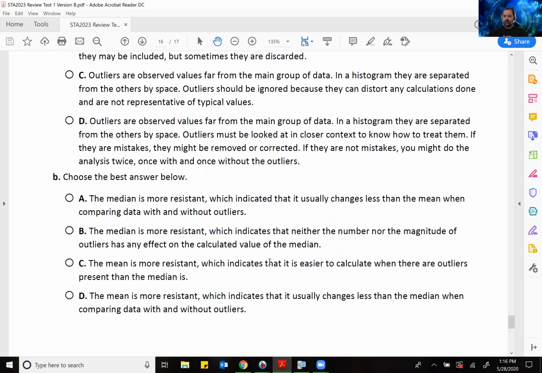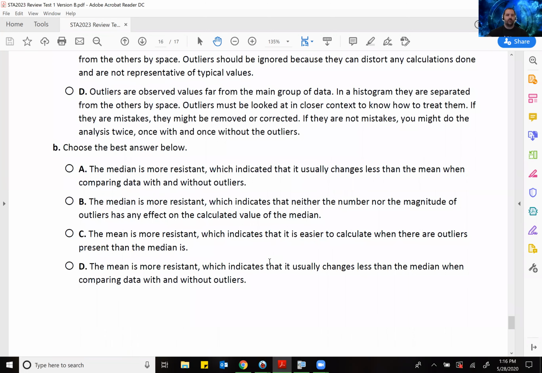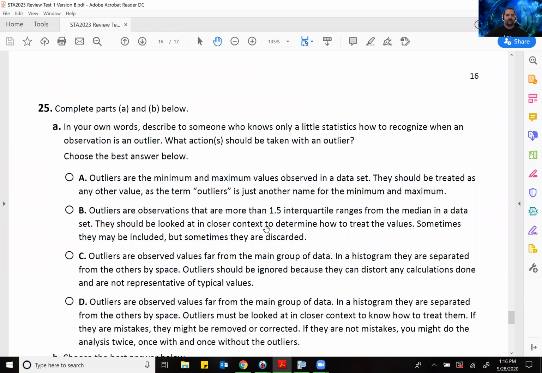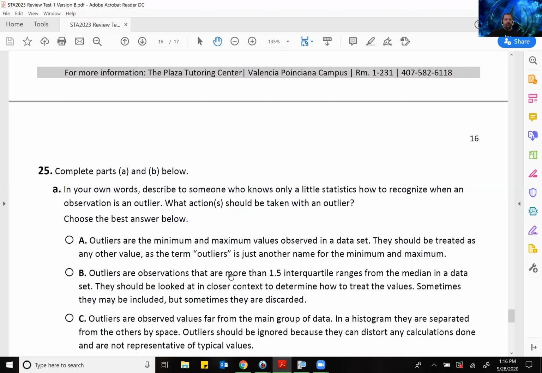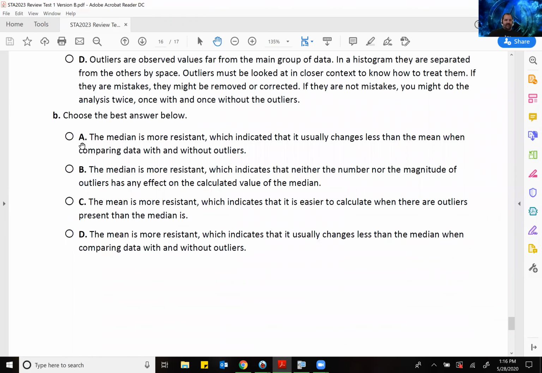And then part B. It says choose the best answer below. So it's just asking you some questions about the median or mean. Who is more resistant? The median. The median is more resistant to outliers. That's what all this is about, is outliers. So it's either A or B. Which one is it? B.